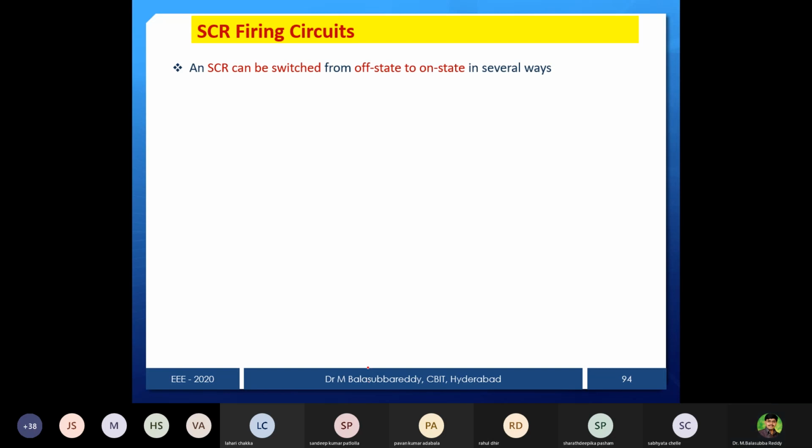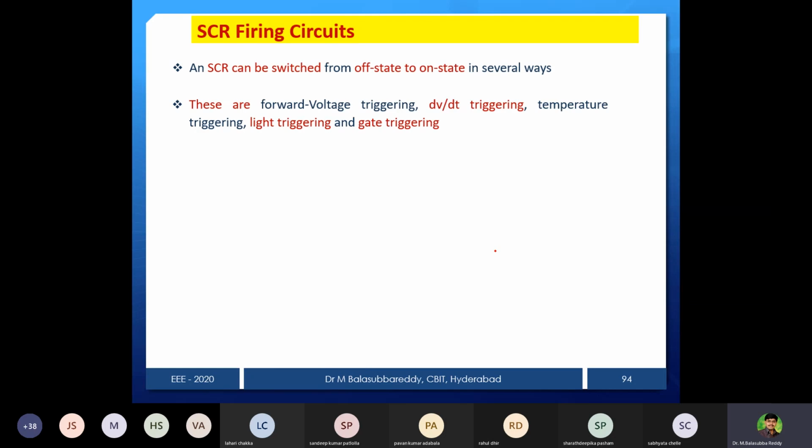To switch from off to on state, we require several ways. What we had in the previous lecture were the turn-on methods. What are the turn-on methods? Forward voltage triggering, dV by dt triggering, temperature triggering, light triggering, gate triggering. All these 5 methods are available. But forward voltage triggering is not a preferable one. The voltage may increase beyond the breakover voltage, and there is a chance of that happening. That will be a problem. So generally we don't use forward voltage triggering. And dV by dt triggering is an unwanted triggering.